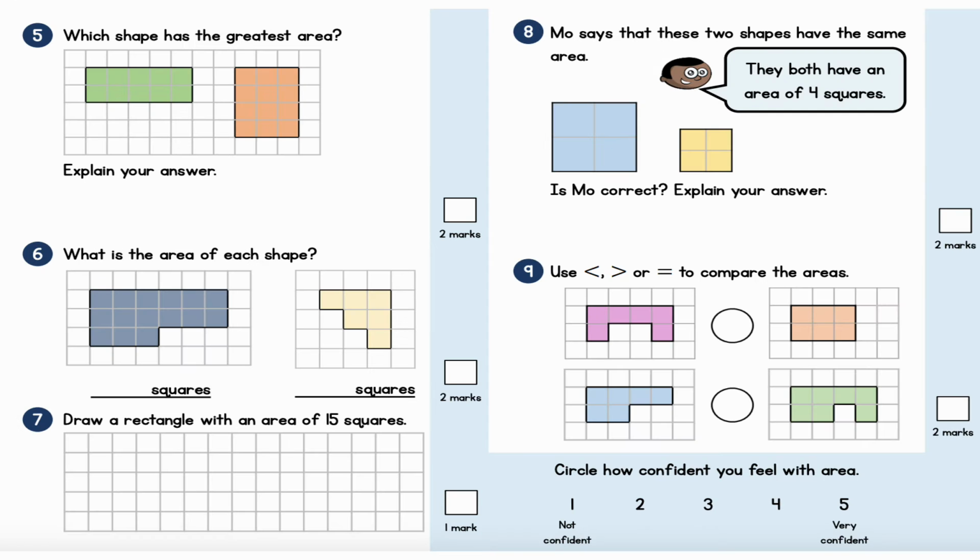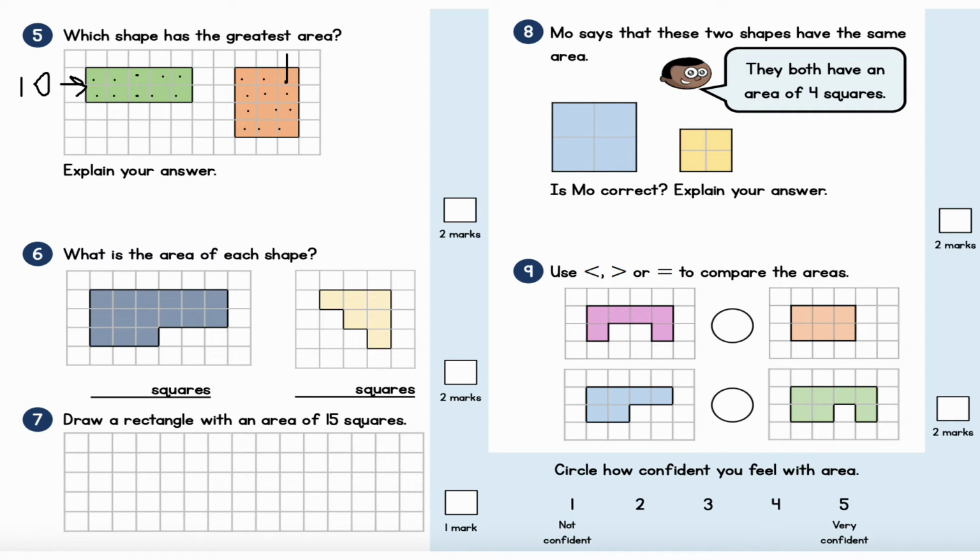This is question number 5. Which shape has the greatest area? So we're counting the number of squares and then comparing the number for each. 1, 2, 3, 4, 5, 6, 7, 8, 9, 10. So this shape has an area of 10 square units. This one has 1, 2, 3, 4, 5, 6, 7, 8, 9, 10, 11, 12.